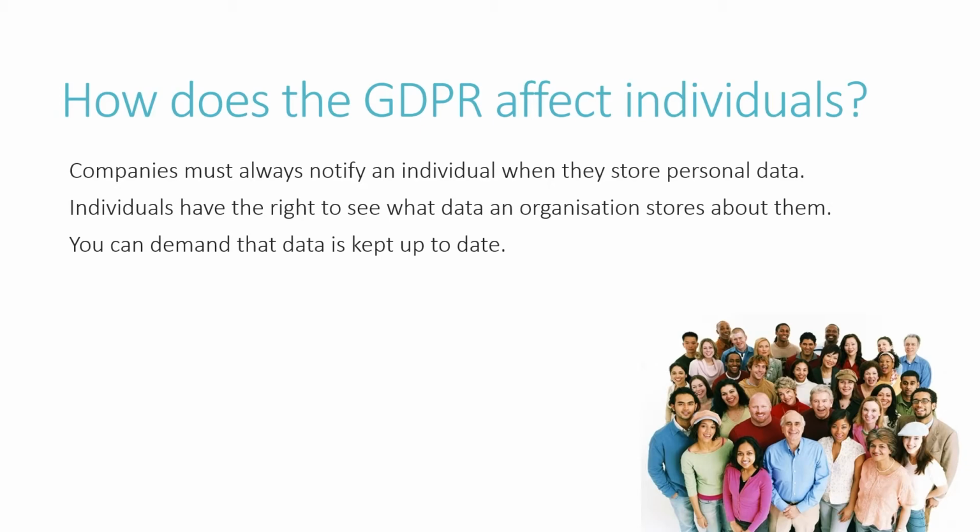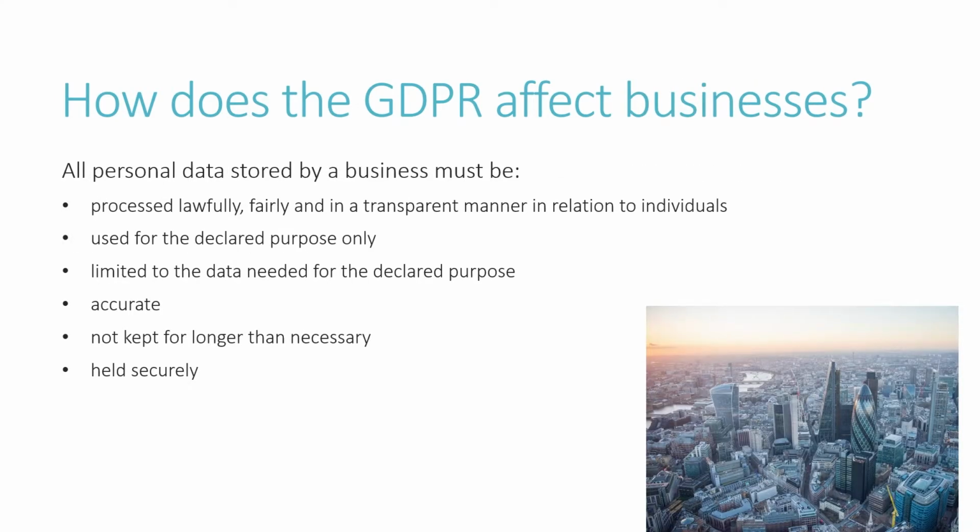There are many other ways the GDPR affects individuals, but what you really need to know is how it affects businesses. These 6 bullet points are the most important things you need to know in this whole presentation. So if you take anything away from this, make sure you memorize these 6 bullet points. All personal data stored by a business, if it's personal data about a UK citizen, it must be processed lawfully, fairly, and in a transparent manner.